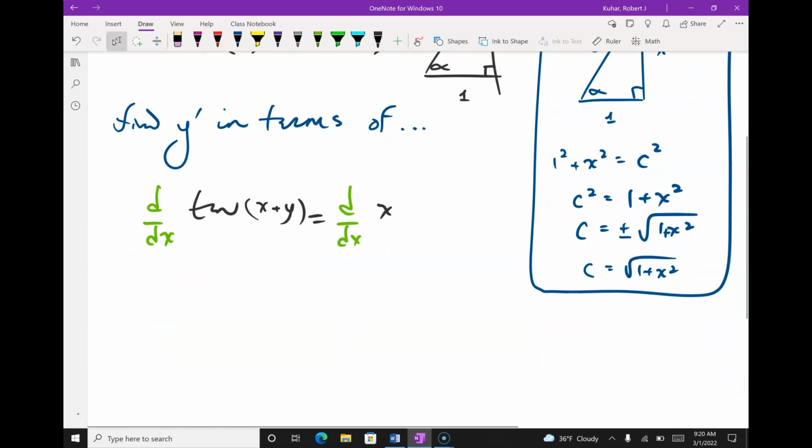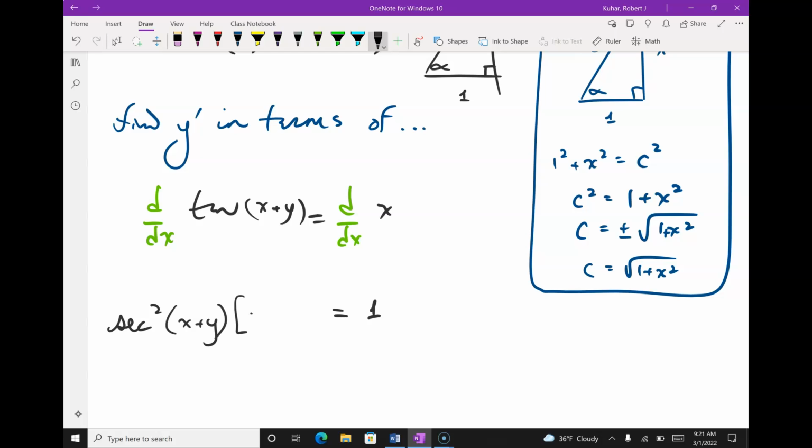Who's got the right side for me? 1, nice. Left side, I need a chain rule, right? And it's implicit, okay? So when I take a derivative of y in any form, I better see a y prime, right? Good, what's the derivative of tangent? Nice, secant squared, keep the cat in the box, times the derivative of the inside.